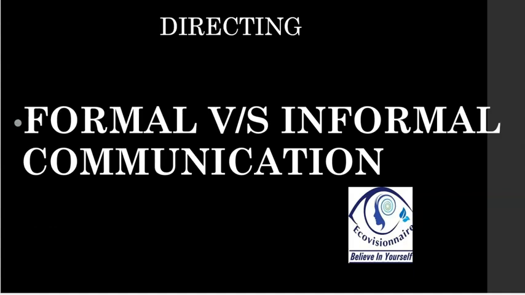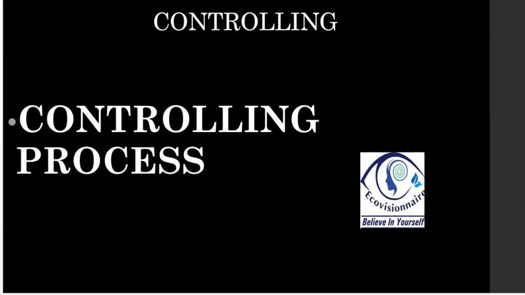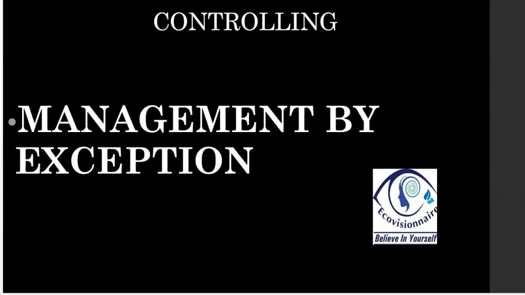Formal and informal communication, their difference. Importance of controlling is very very important, and then the controlling process. कंट्रोलिंग प्रोसेस में 5 स्टेप्स हैं, वो आपको ठीक से करने हैं, और उसके 2 स्टेप्स आपको बहुत ध्यान से करने हैं. मैनेजमेंट बाय एक्सेप्शन, विच सेज व्हेन यू ट्राई टू कंट्रोल एवरीथिंग यू लैंड अप कंट्रोलिंग नथिंग.